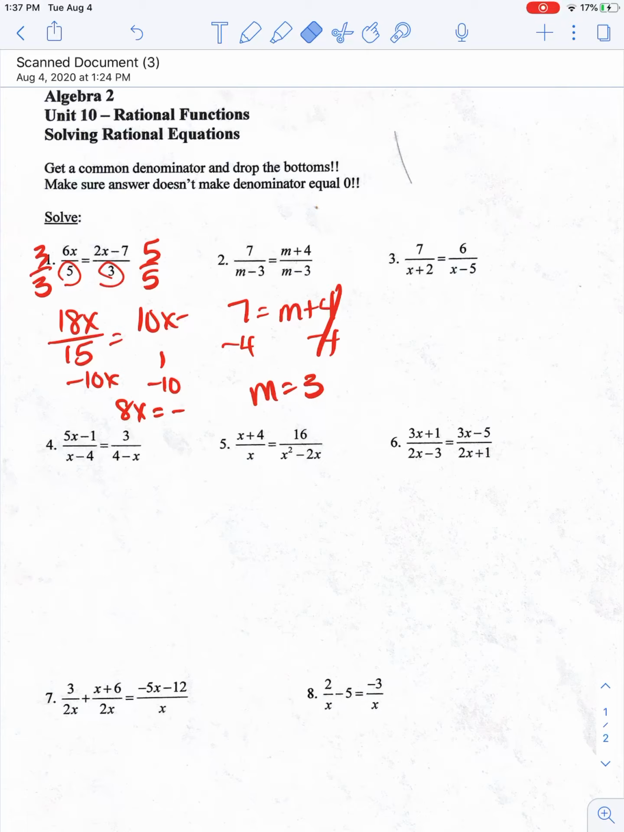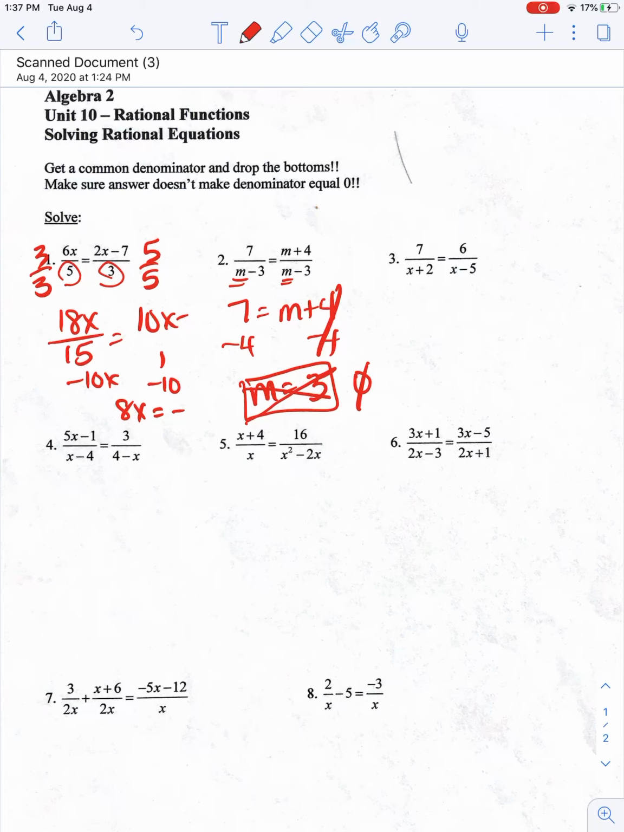Well, normally, you know, m equals 3, you box it in and you move on. However, what would happen to the original problem if m was actually a 3? And what would happen is it would make actually both of these denominators equal to 0. And you cannot have a 0 in the denominator. So I cannot keep this solution. And because it is my only solution, that means there are no solutions to this problem. So you just kind of have to stay on your toes with that.